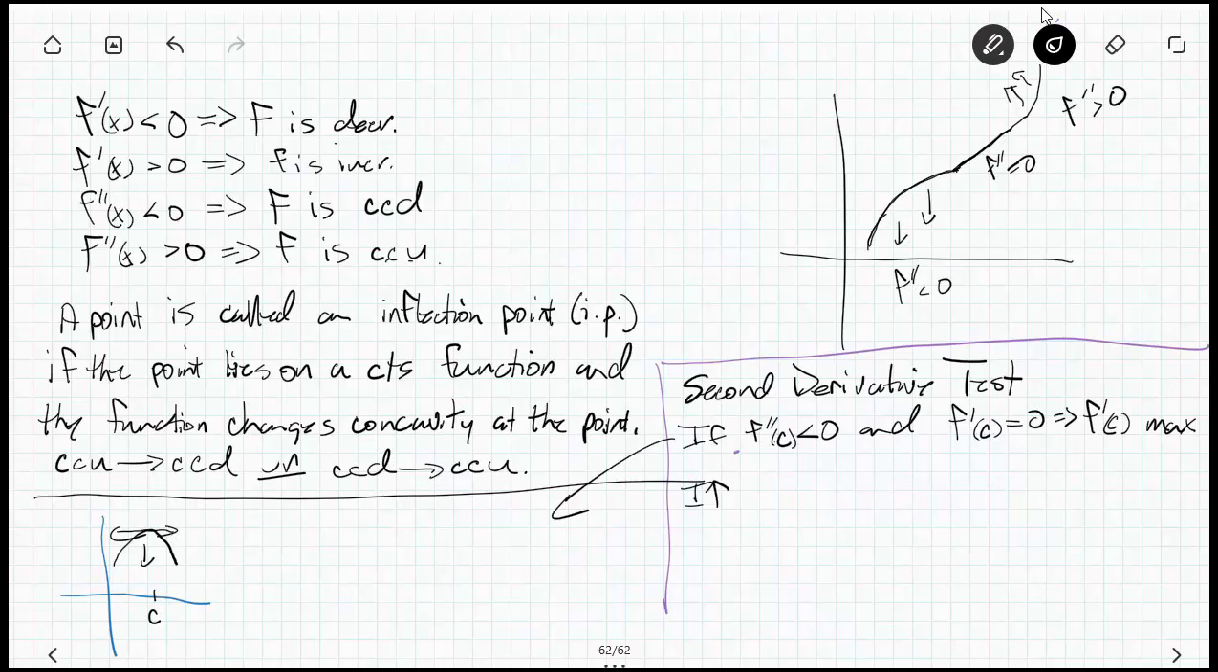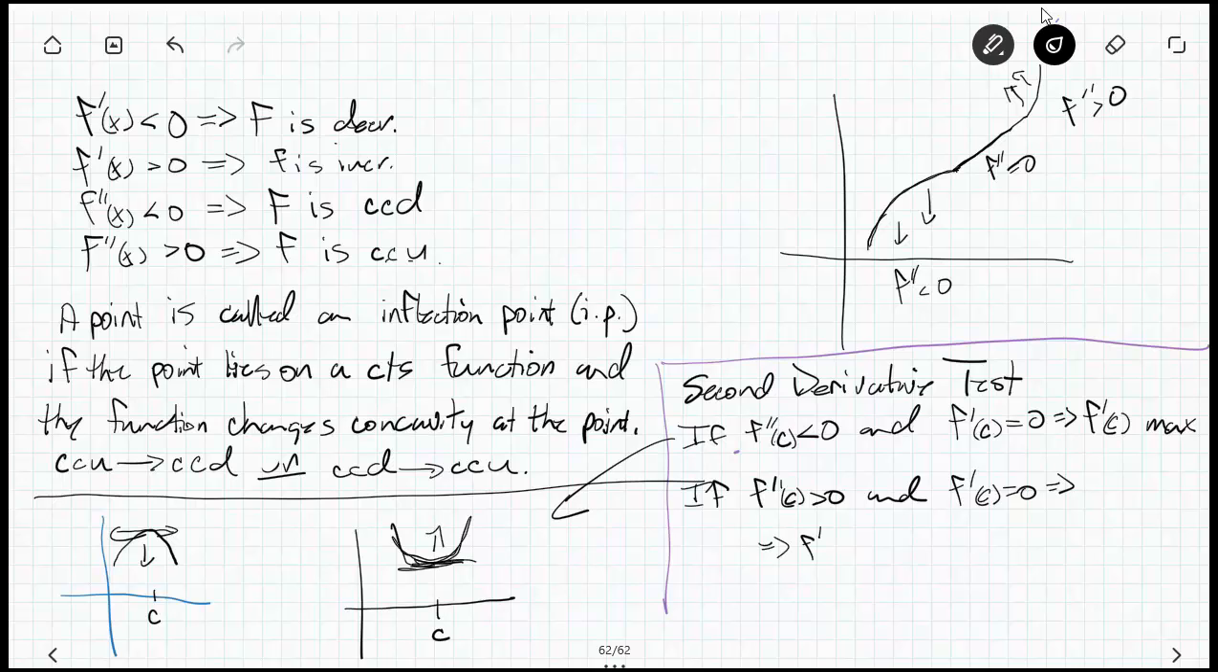Likewise, if f double prime of c is greater than 0 and f prime of c equals 0, what does that have to imply? Well, let's go over here again. Let's try and do this a little better this time. Here's c. At c, my function is concave up, but I level off as well. Concave up, leveling off. This implies that f of c is a min. That's your second derivative test. Super helpful, and you can do it really, really fast, particularly if you have a good function.